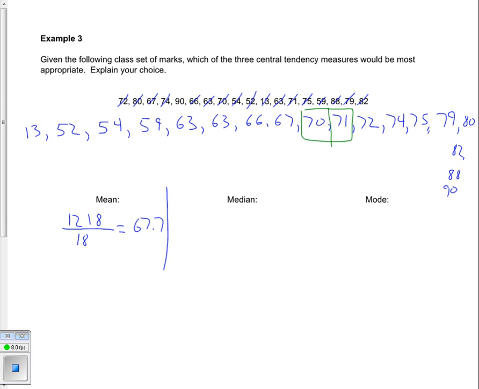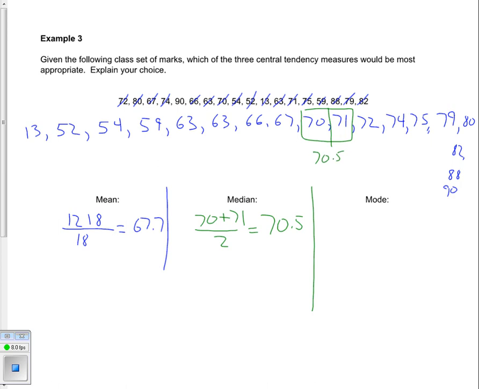If I look to the left, I've got 1, 2, 3, 4, 5, 6, 7, 8, 9 numbers. And if I look to the right, I've got 1, 2, 3, 4, 5, 6, 7, 8, 9 numbers. So my median is going to be the middle number somewhere between 70 and 71. So 70 plus 71 divided by 2 gives me a median of 70.5. So my median number is 70.5.